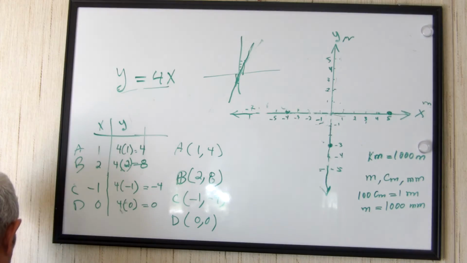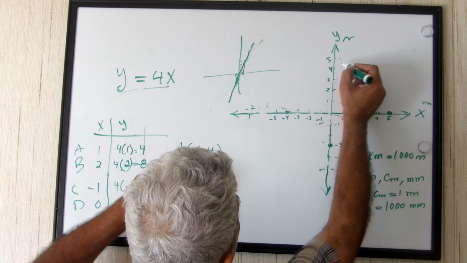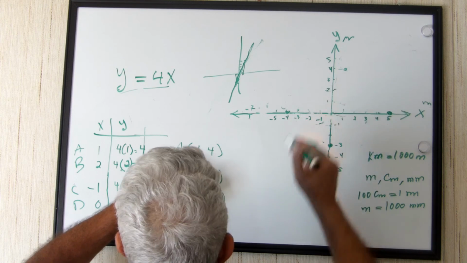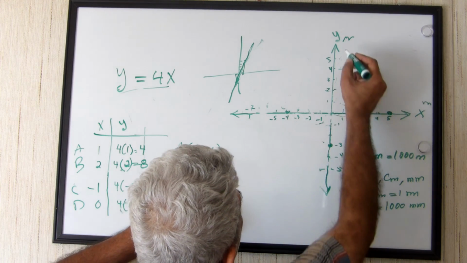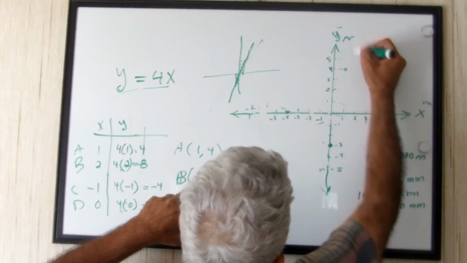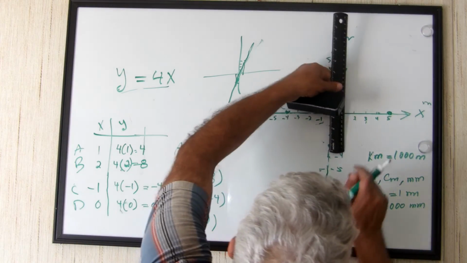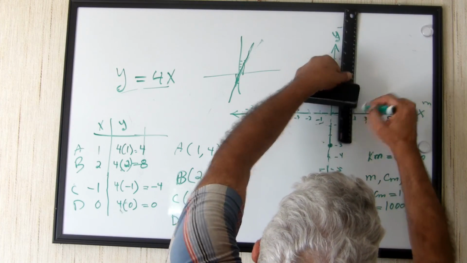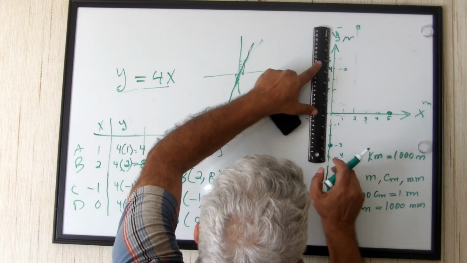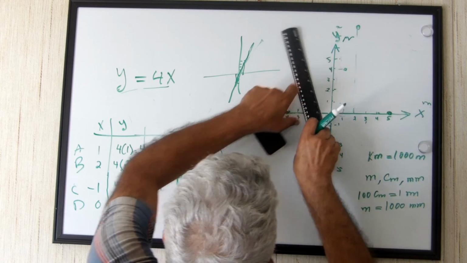We got this function. So point A, x is 1, y is 4. It's going to be somewhere here. And 2, 8: this is going to be 6, 7, 8. It's going to be somewhere here. Let me write 8 too. 8 is going to be here. 7, 6, 5.